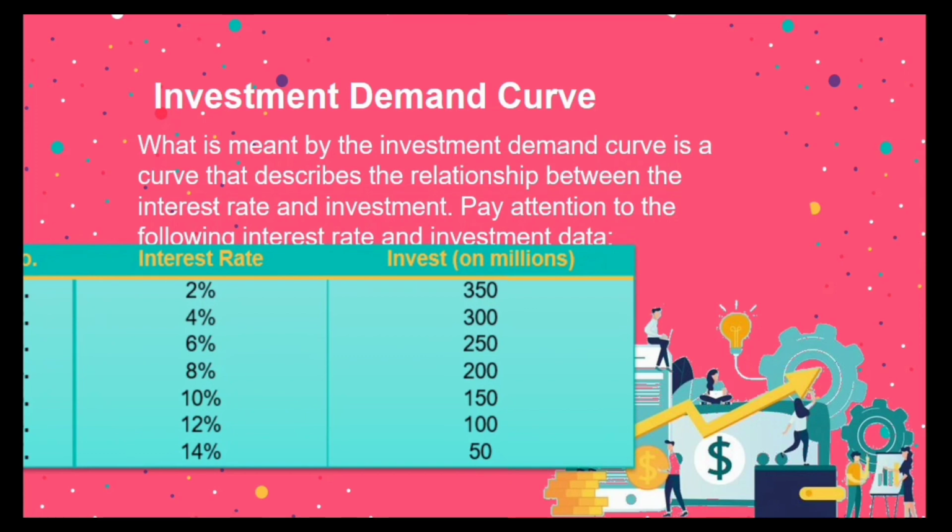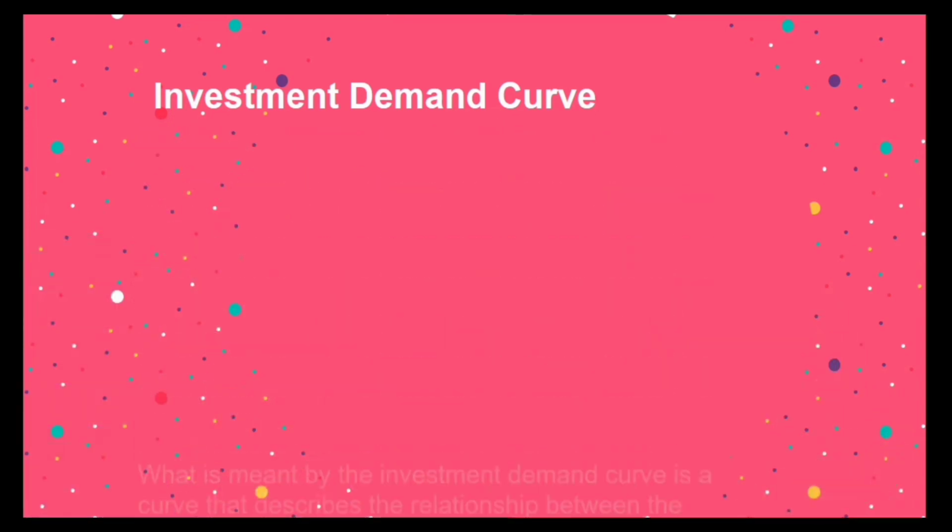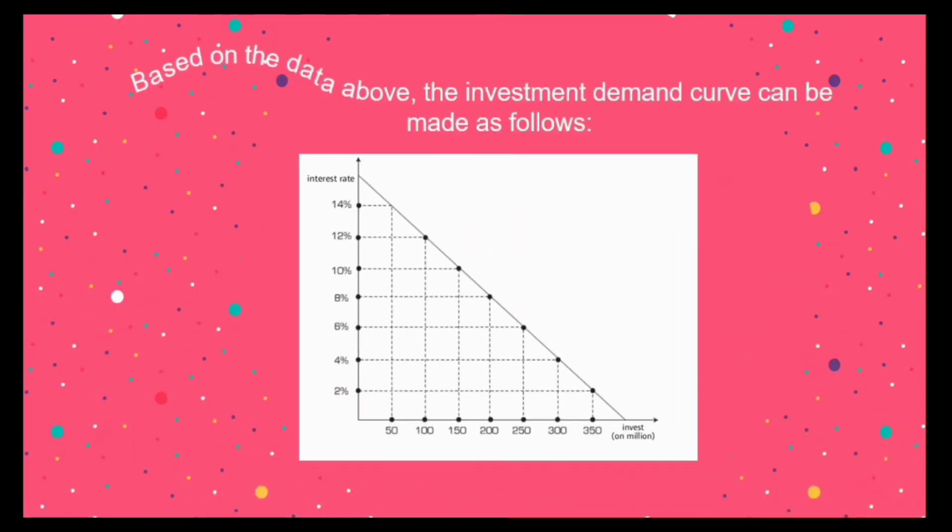Sixth, 12% interest rate is 100 million invest. Seventh, 14% interest rate is 50 million invest. Based on the data above, the investment demand curve can be made as follows, like here. From the picture above, it appears that the investment demand curve moves from top left to bottom right, just like the demand curve for goods and services in general.